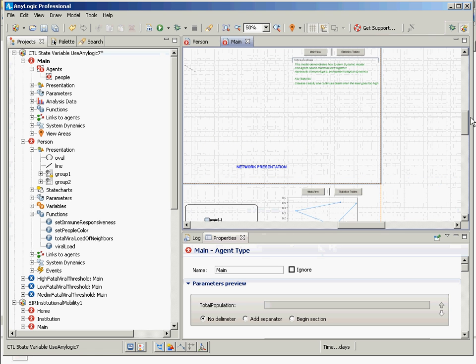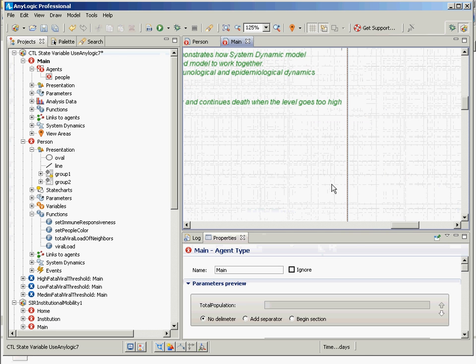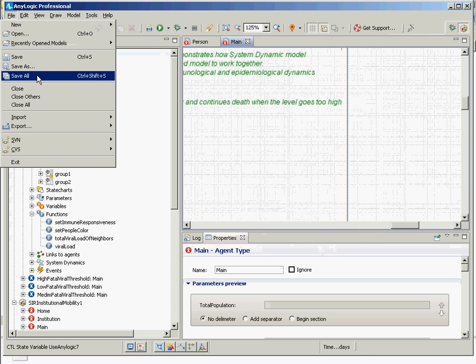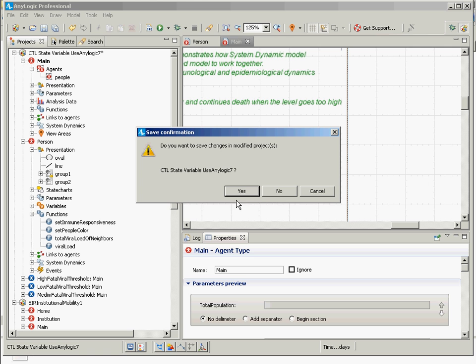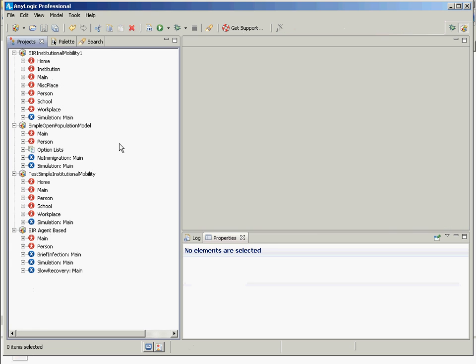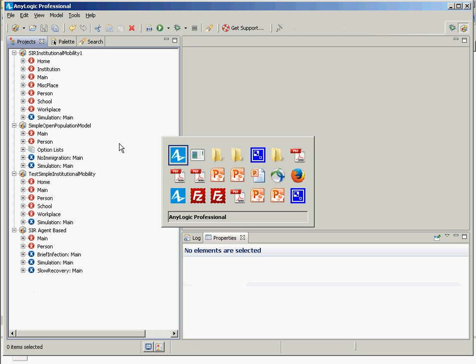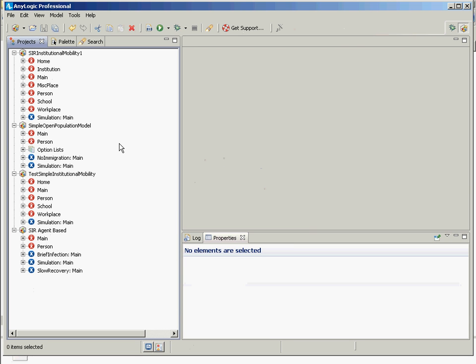Okay, folks, I'd like to close that model, and we don't need to save it. Although I should have shown you, if you had run some of the other experiments, you would have seen people die. They disappear from the network when they hit a threshold level of infection. That might have been interesting.